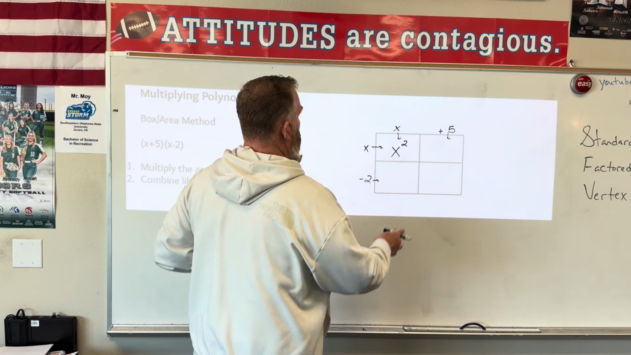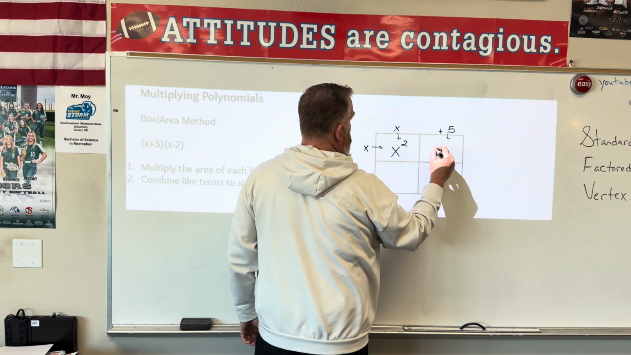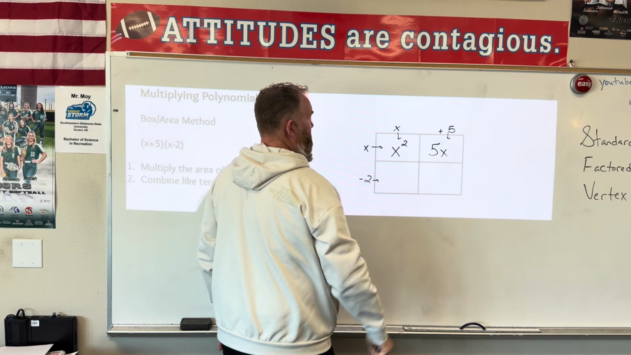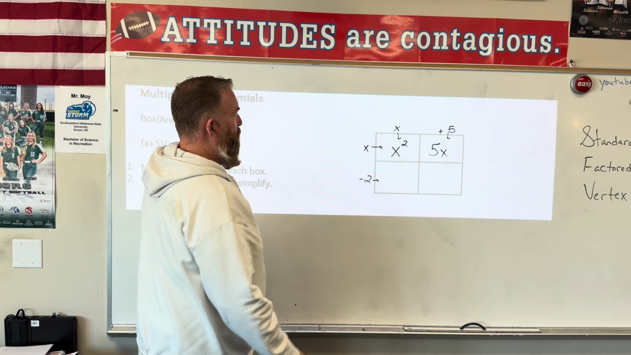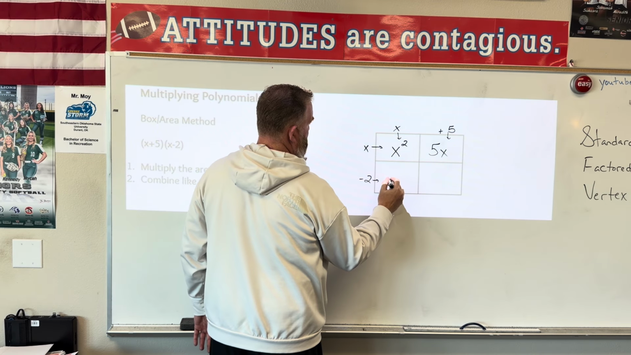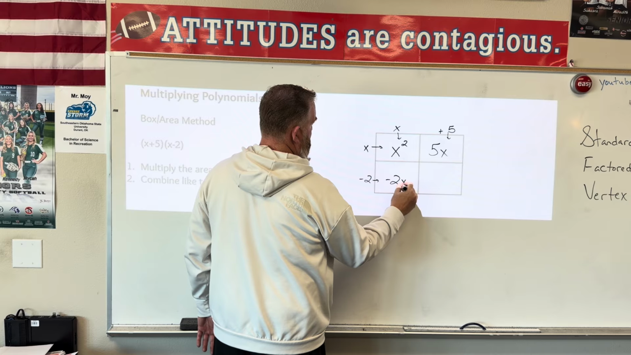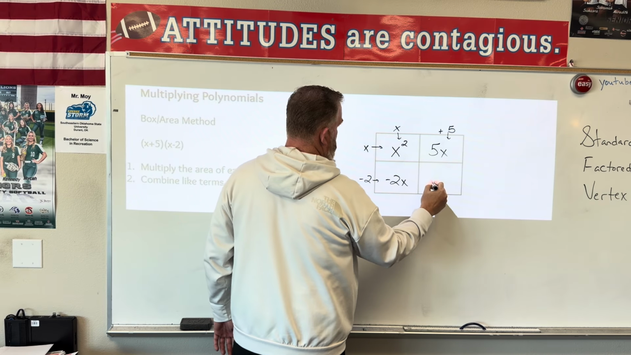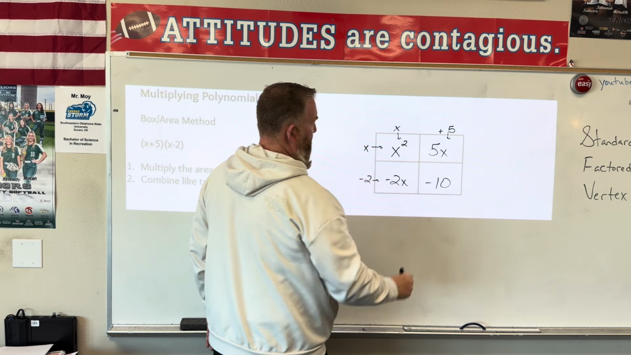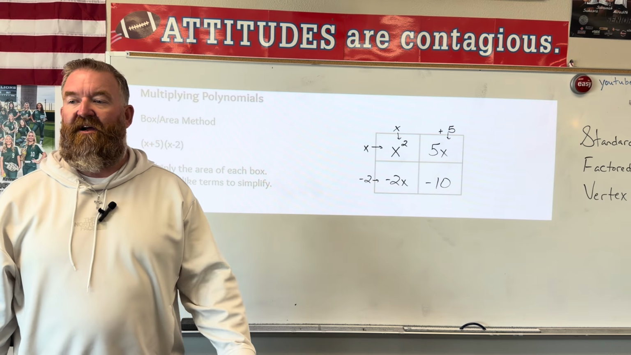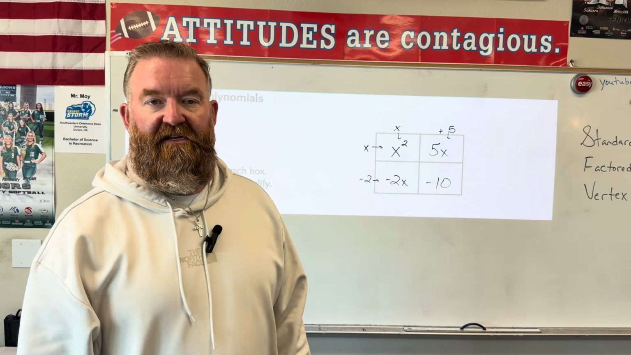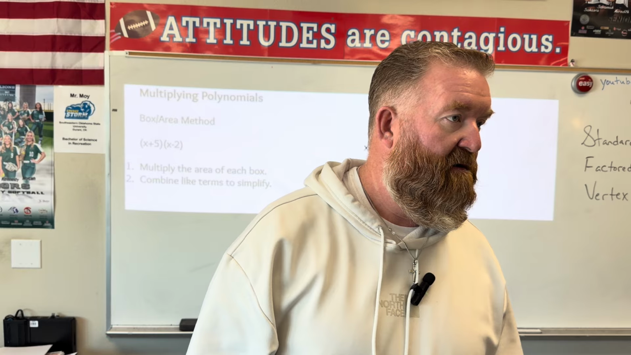All right, here we go. What is 5 times x? Positive 5x. Okay, so that side's done. What is negative 2 times x? Negative 2x. And then what's negative 2 times positive 5? Negative 10. Now, let me stop you. Is everybody okay so far? Yes? No? Everybody's okay?